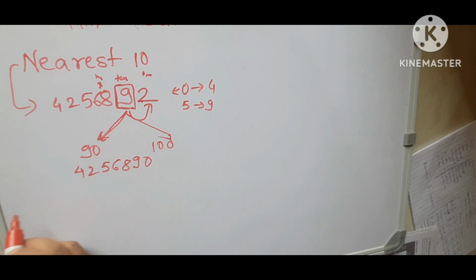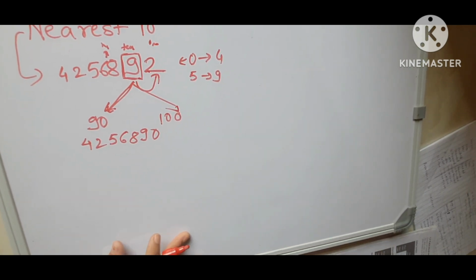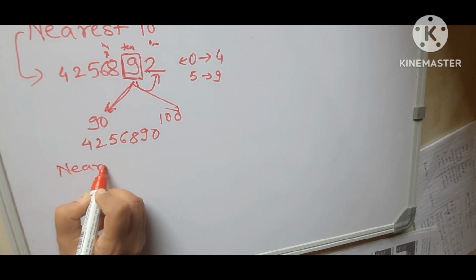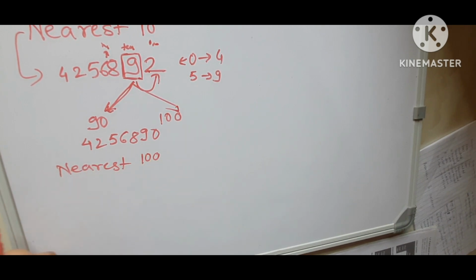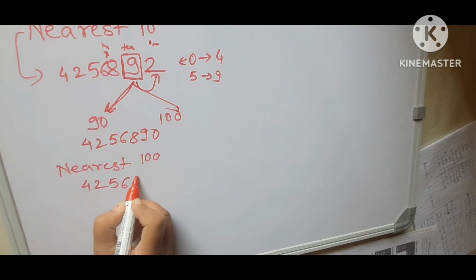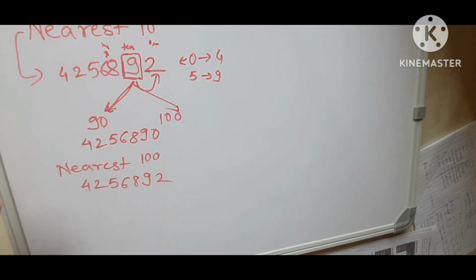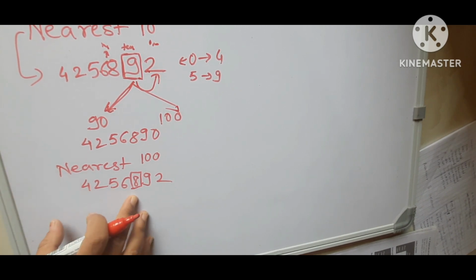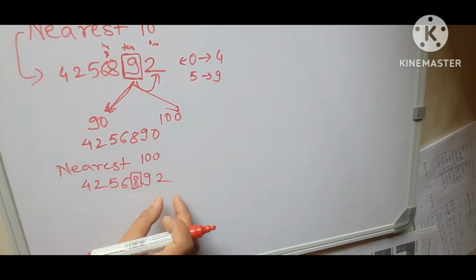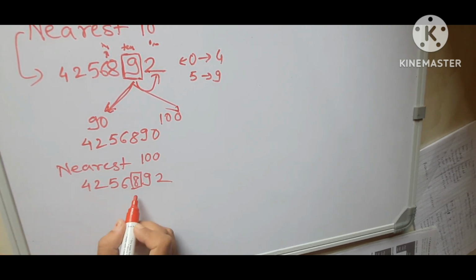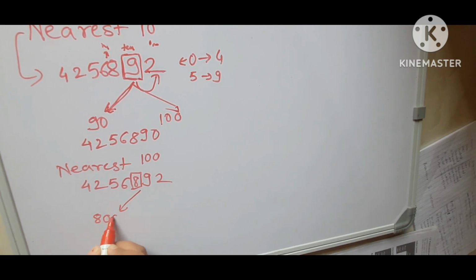Now I'll move to the nearest 100 with the same example, 4256892. The process remains the same. What you will have to do here is just take the hundreds place, which is 800, right? So we have to convert this 892 into the nearest 100. What could be the nearest 100? 892, we can convert it into 800, or we can convert it into 900. That is the way we can do it.